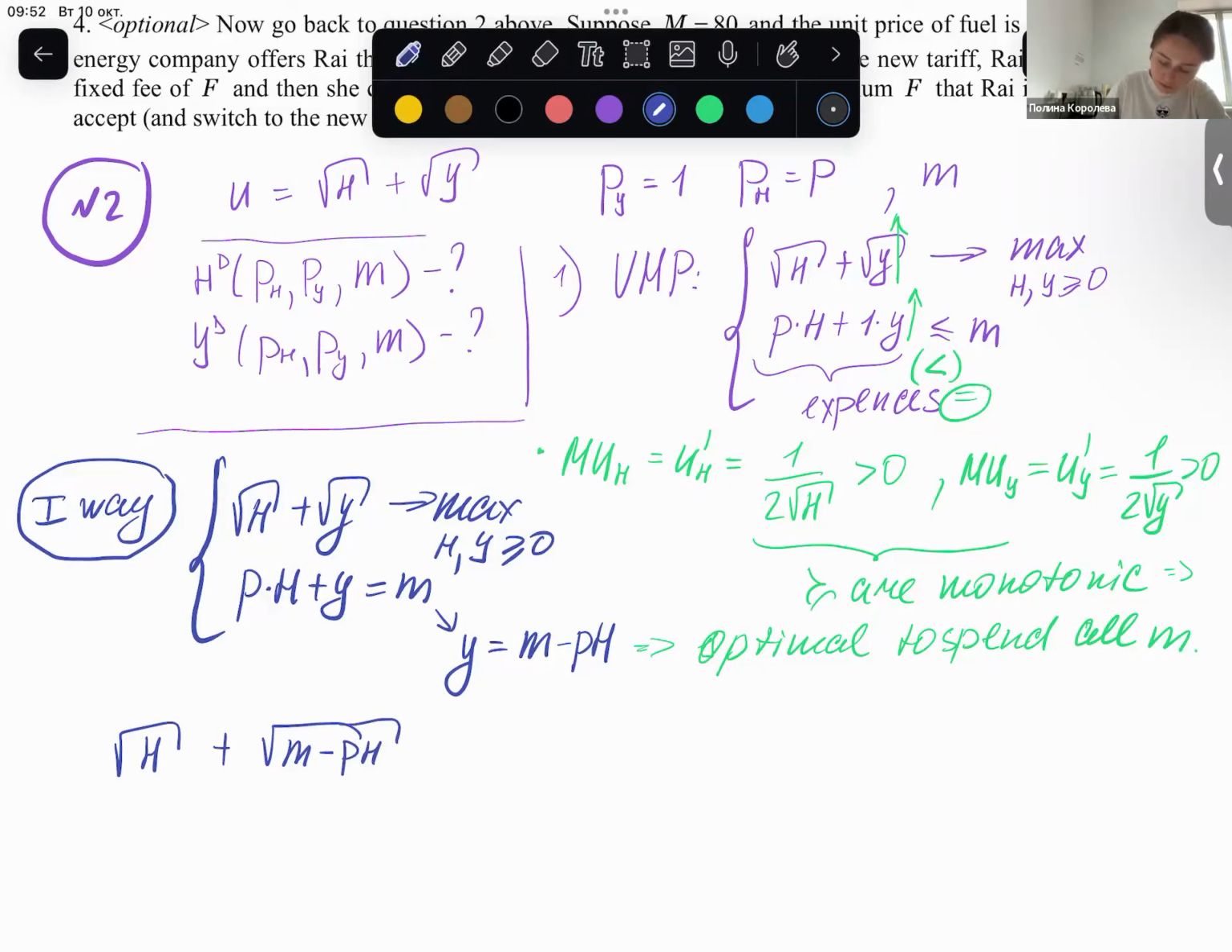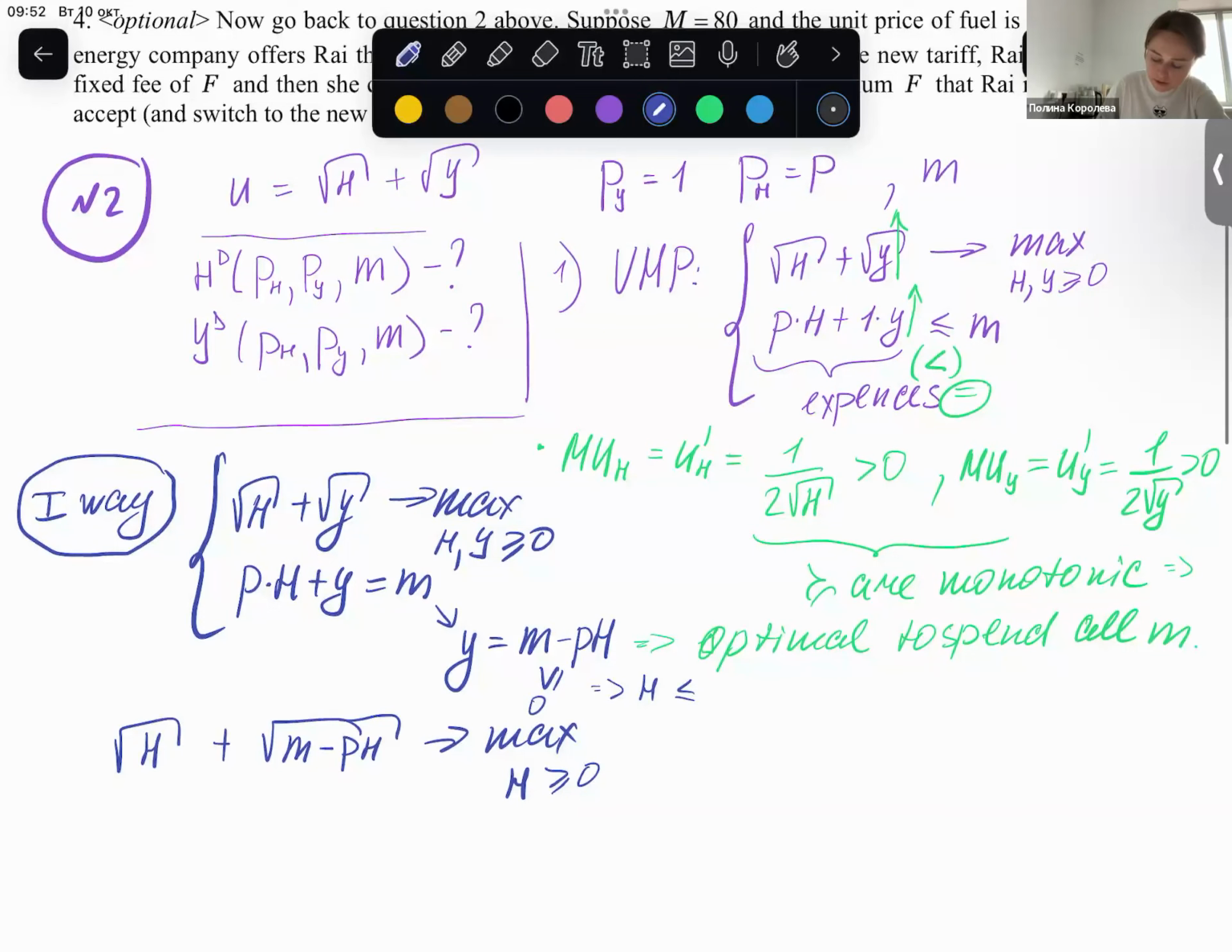And now we will maximize such a function that depends only on the heating. Heating should be non-negative, but also now we will have an upper border, because our consumption of the composite good should also be greater or equal than 0. From here, we find that heating should be less or equal than our monetary income divided by the price of heating. And here we put this upper border.